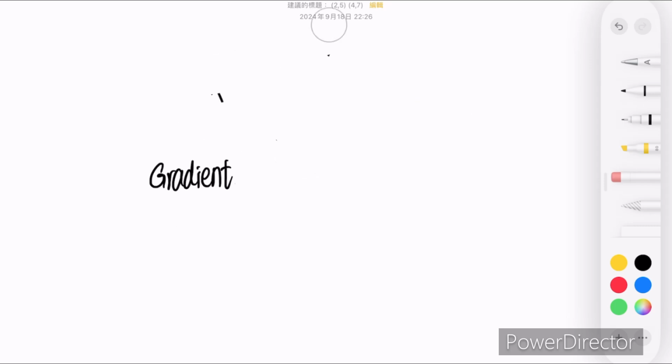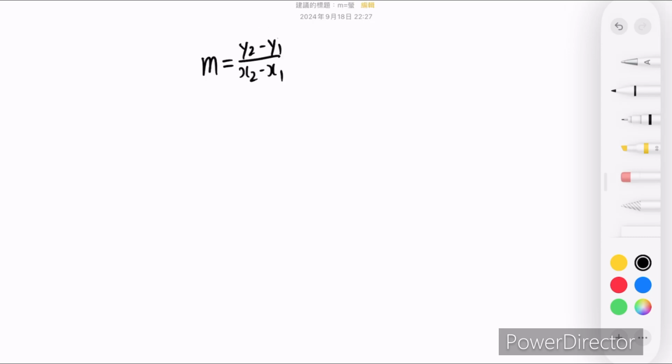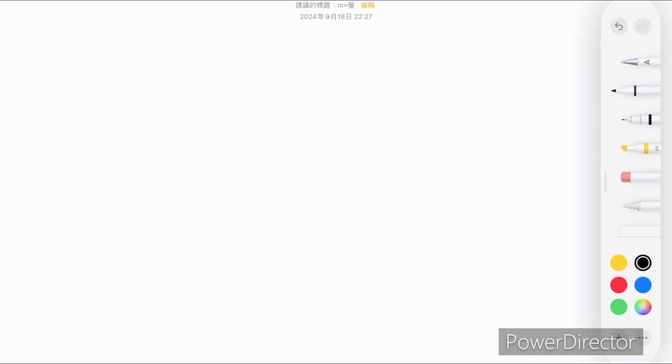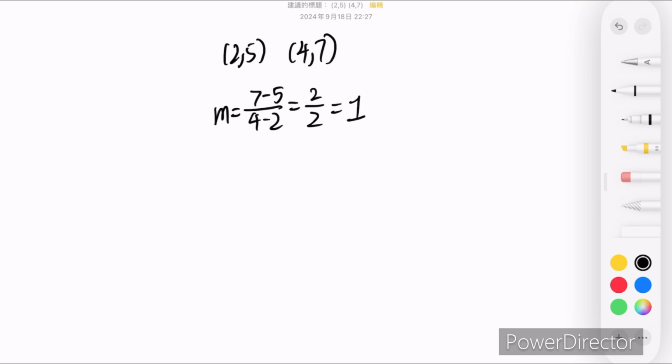The gradient of the line is given by the change in y divided by the change in x. In mathematical terms, we can notate it as the second y coordinate minus the first y coordinate divided by the second x coordinate minus the first x coordinate. This works for every linear equation as long as you have 2 points of the line. So in our case, 7 minus 5 equals 2 and 4 minus 2 equals 2. 2 divided by 2 is equal to 1, so the gradient of the line is 1.